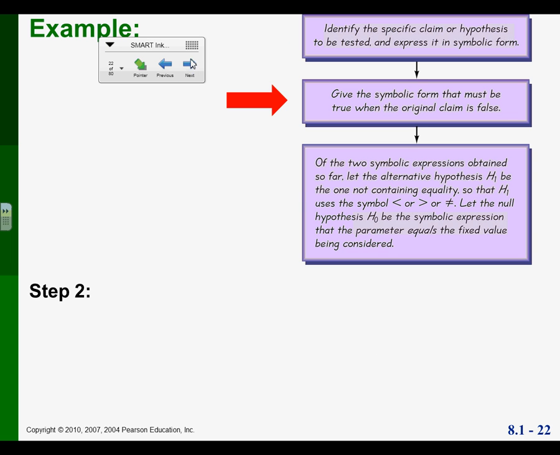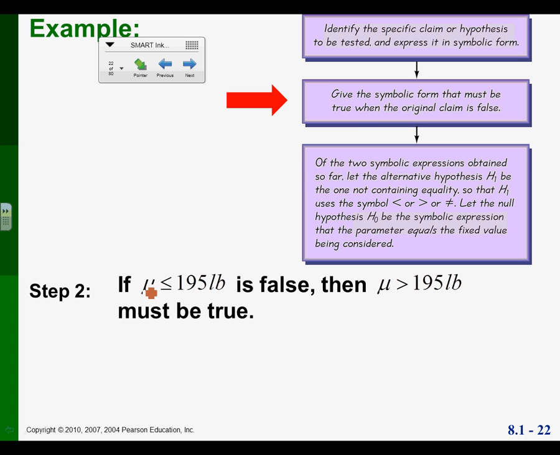Step two. If the mean is less than or equal to 195 is false, then the mean greater than 195 must be true. Does that make sense, how it's worded? So, if this is a false statement, then this part has to be true. Remember, a statement is true or false. Can't be both.